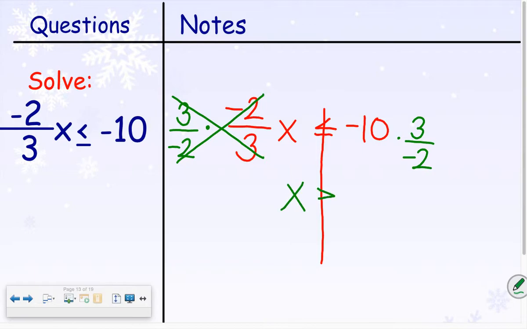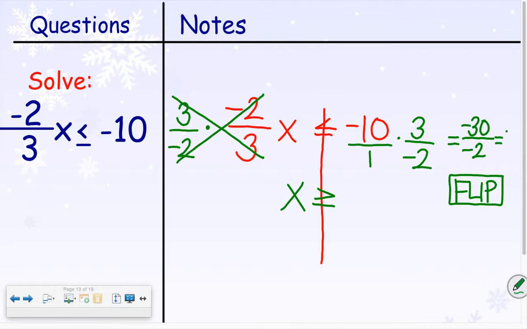We have to flip because we times both sides by a negative. And then in order to multiply these fractions, I'm going to put 10 over 1. Then I end up with negative 10 times 3 is negative 30. 1 times negative 2 is negative 2. Negative 30 over negative 2 is positive 15. So x is greater than or equal to 15.